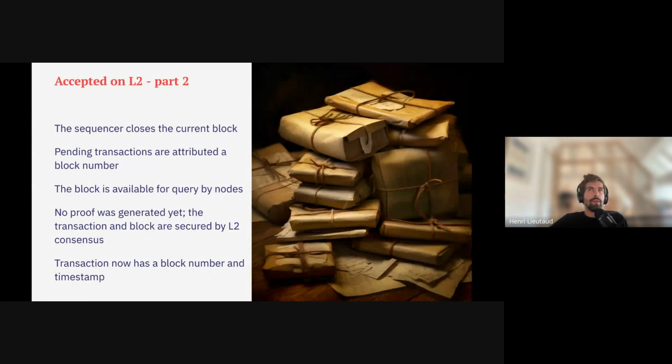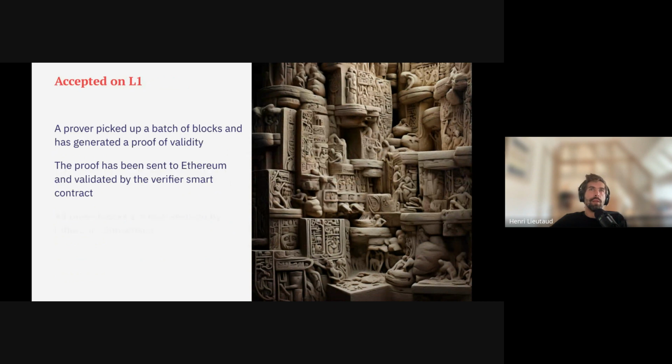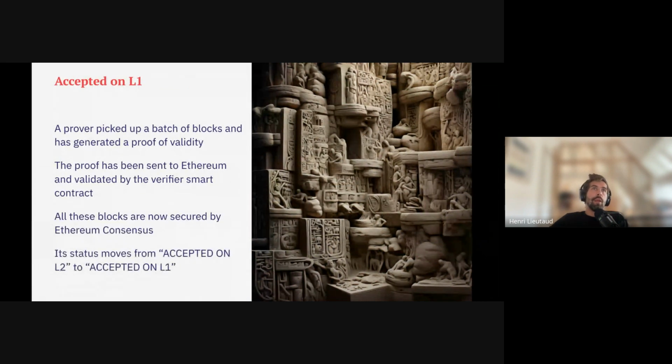Now, the third step in the life cycle of your transaction is to be accepted on L1. Once the sequencer has aggregated a bunch of transactions and made a block with them, after a while, there's a bunch of blocks, and those blocks get proven. They get proven individually, and then all those proofs are verified, and the verification is proven, and a proof is generated for that verification. And this proof gets sent to Ethereum. So let's make it simpler. Each block is proven and verified on Ethereum.